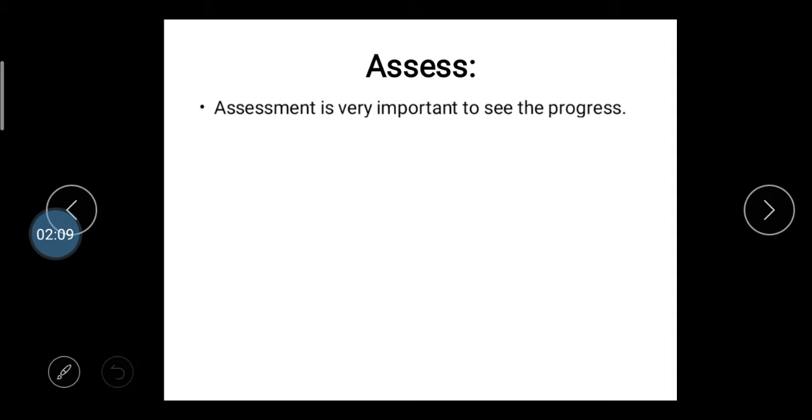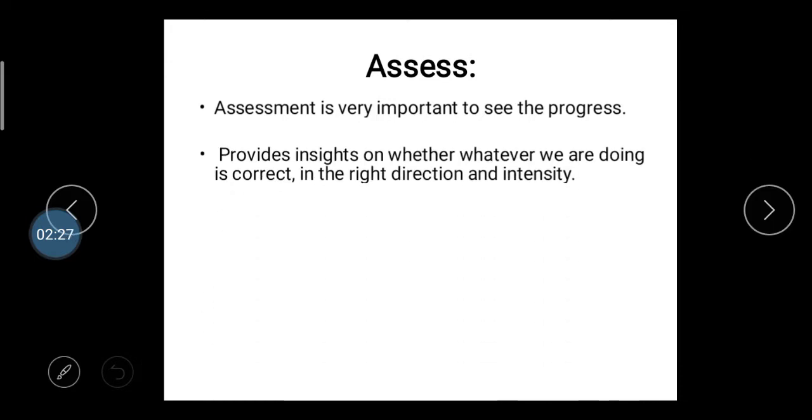Assessment is very important to see the progress. If you assess yourself, then you can easily evaluate yourself and analyze how much I have developed myself. Then it provides the insight on whether whatever we are doing is correct, in the right direction, or of the right intensity. Assessment is necessary for you. You can easily identify whether what you are doing is correct or not. Sometimes you are doing good work but the intensity is lower, so intensity is also considered in your progress.